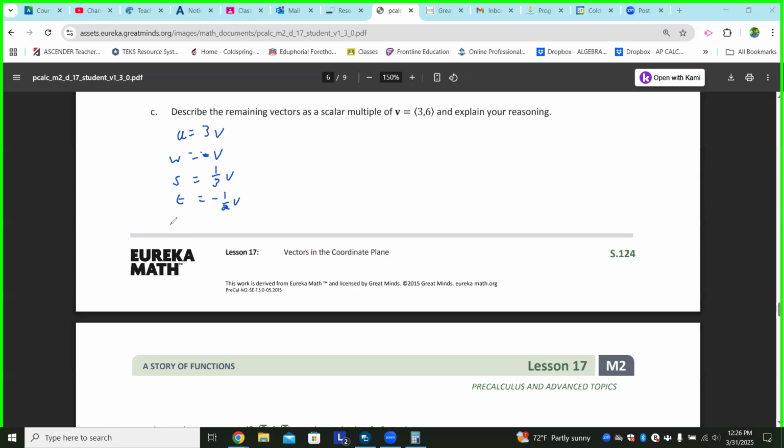So any questions there? If you're having issues understanding this, if I was to take 1/3 of 3, 6 and then distribute that in, I would end up getting 1, 2, which is what S was. So that's how scalar multiplication works. You multiply it by a scalar, and then you basically multiply it to the X and the Y. We all good there? Makes sense? Clear as mud? Bless you.